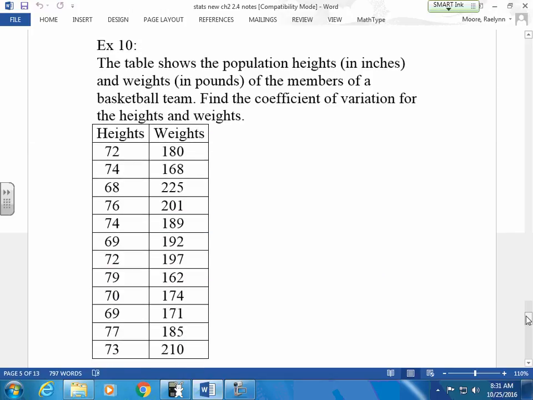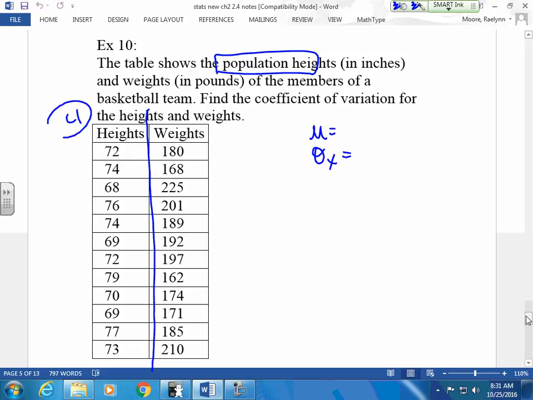So this table shows the population heights and the weights. Population means we're using mu and sigma. Find the coefficient of variation for the heights and the weights. Normally, you probably did a linear regression to compare what relationship we have between heights and weights of people or whatever we're measuring. So this is a little bit different. This is going to be an L1. This is going to be an L1.